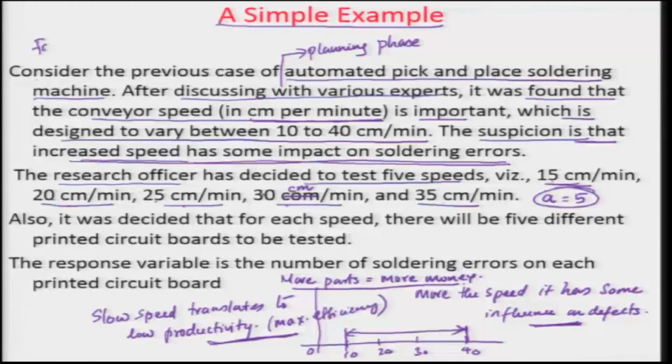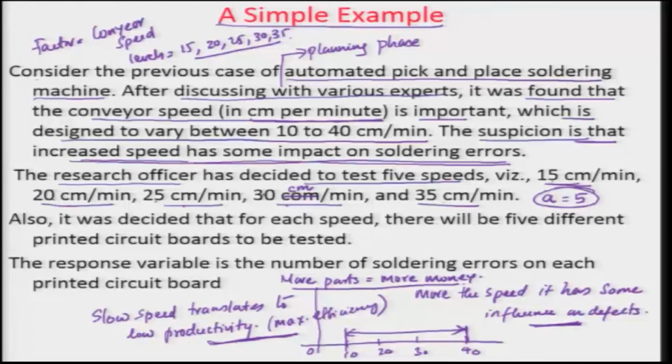So, you have 5 levels or 5 treatments for the one particular factor. The factor here is conveyor speed. The levels are 15, 20, 25, 30, 35. The levels can also be called treatments.